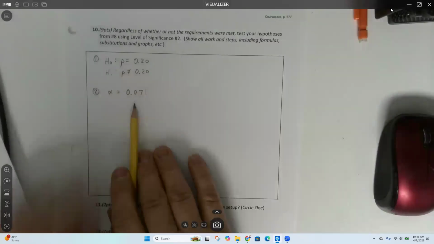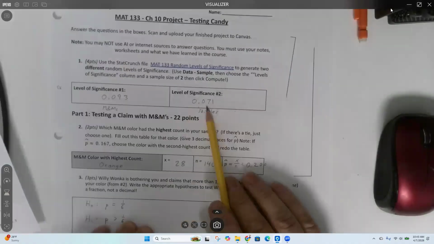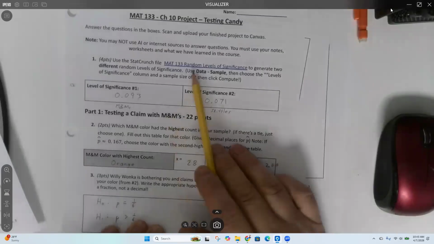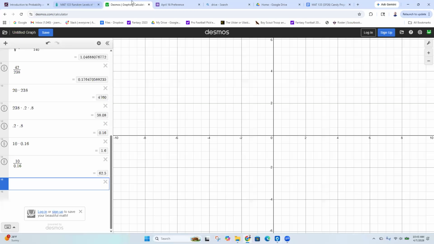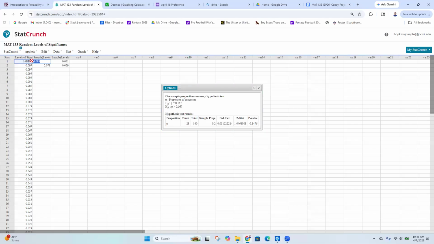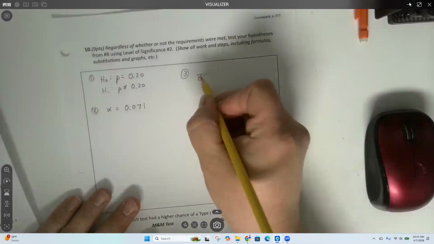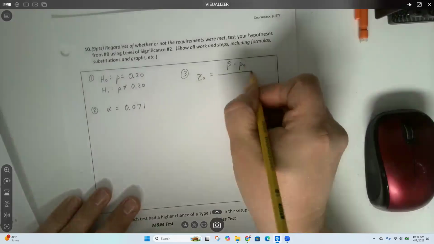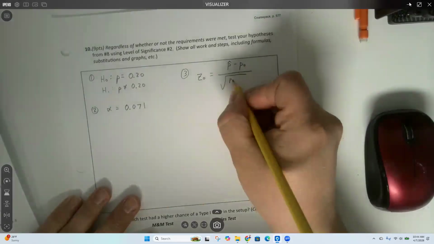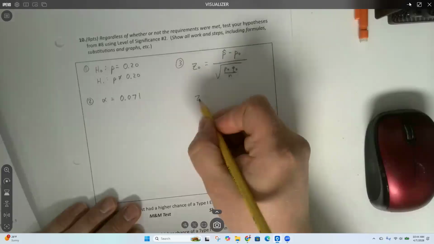So step 3. So I'll say again, this is whatever alpha you had for Skittles. It's a random number that came from the levels of significance. So I got this for M&Ms and I got this for Skittles. All right. Our formula on page 262 was p hat minus P0 over the square root of P0 Q0 over N. And we'll substitute in our numbers.